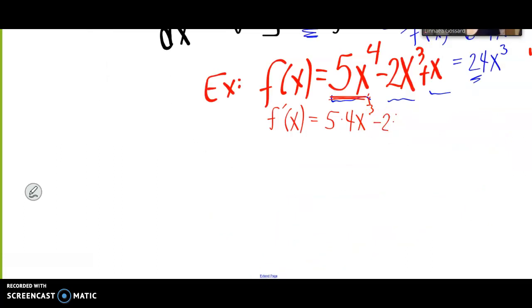-2 times 3x to the second. Yep. Yes, indeed. And Tegan, what is the derivative of just x? 1. Yes, it is. So if you have just x, you can write it as x to the first, and then you bring that 1 down, and it'd be x to the, subtract 1, you get x to the 0. What's anything to the 0 power? 1, right. So the derivative of just x is just 1.